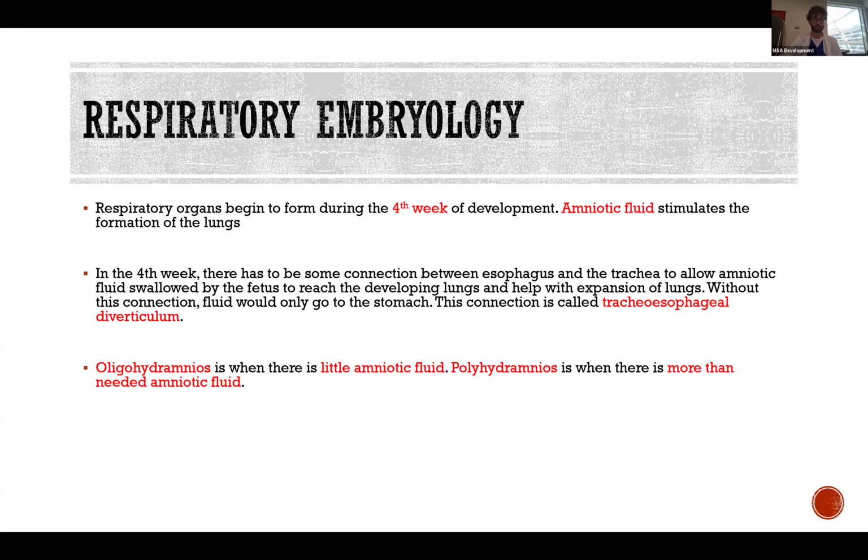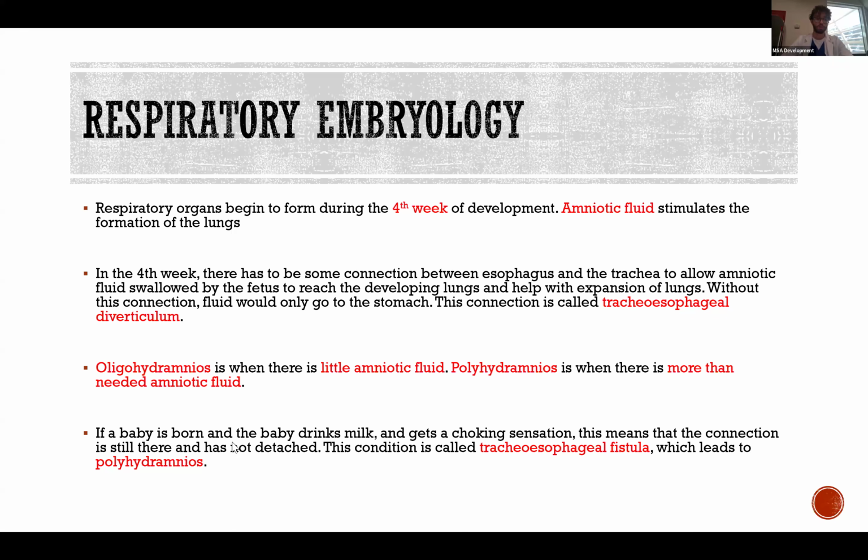Keep this in mind. Now, let's say a baby is born and the baby drinks milk, gets a choking sensation. What does this mean? It means the milk is going to the trachea. Why? Because the connection is still there. The tracheoesophageal diverticulum, it's still there. They didn't separate. Well, this condition would be called tracheoesophageal fistula, as I said. Well, this will lead to polyhydramnios. The connection is still there. Even after the baby is born, all the fluid is going to the lungs. So that's why it's going to be polyhydramnios.